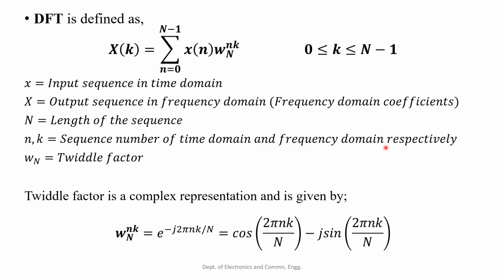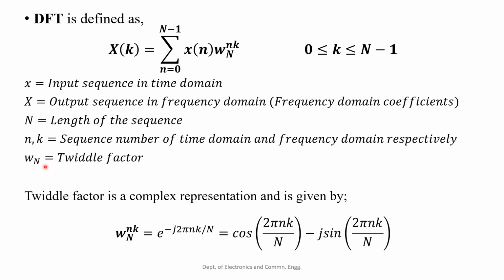Small letter n and small letter k are the sequence numbers of the time domain and the frequency domain respectively. This is the time domain signal, so the summation is running with respect to small letter n. Therefore small letter n is defined with respect to small letter x, which is the time domain. So small letter n represents the sequence number with respect to the time domain. Similarly, k represents the frequency domain part. Therefore k is the sequence number with respect to the frequency domain.